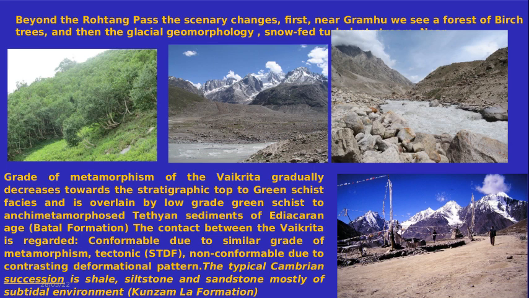And as you go down, first you come through a forest of birch trees. There's a slide there, so you can see the bent trees. And when you move forward, you see the typical glacial topography, lots of glaciers, moraines, and some of the moraines have come right up to the Chandra River. And the rivers are snow-fed, turbulent, and carry fairly large boulders.